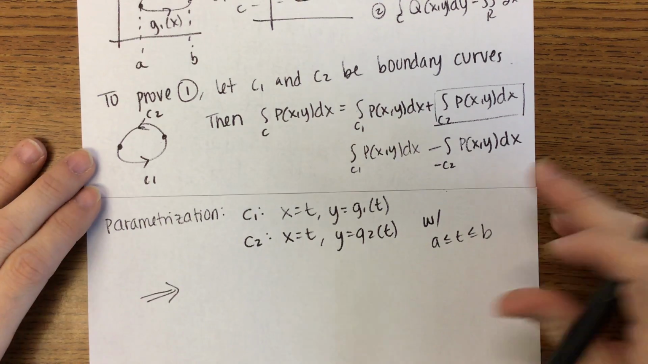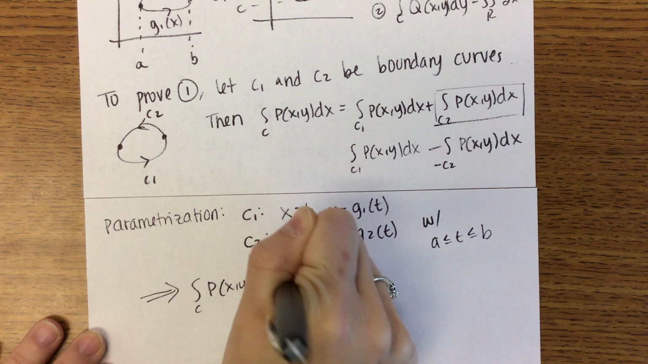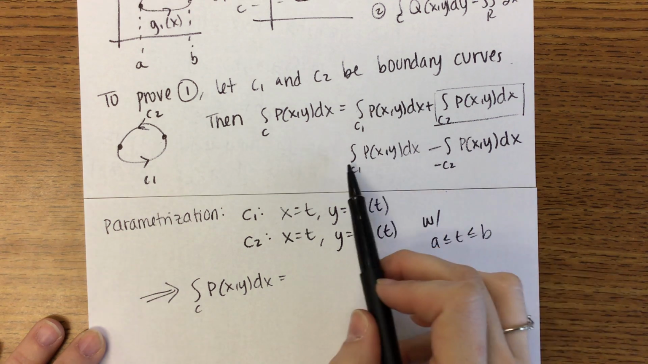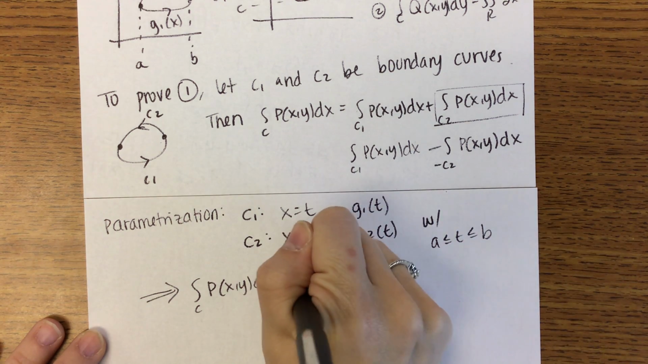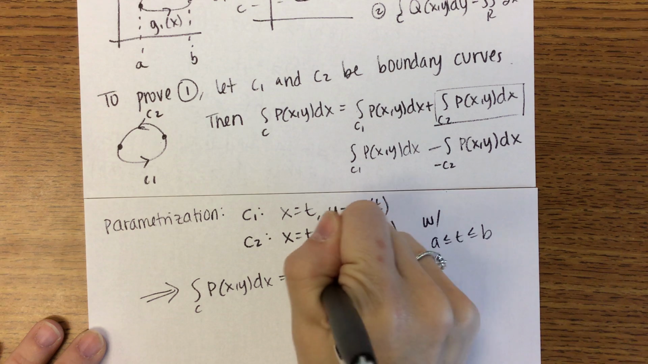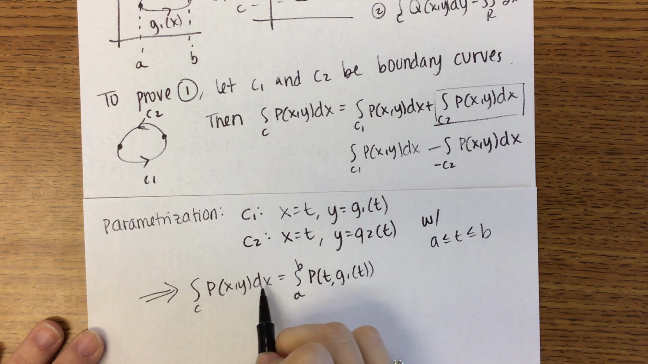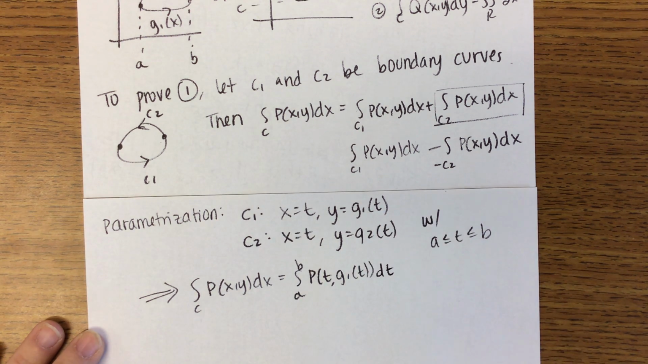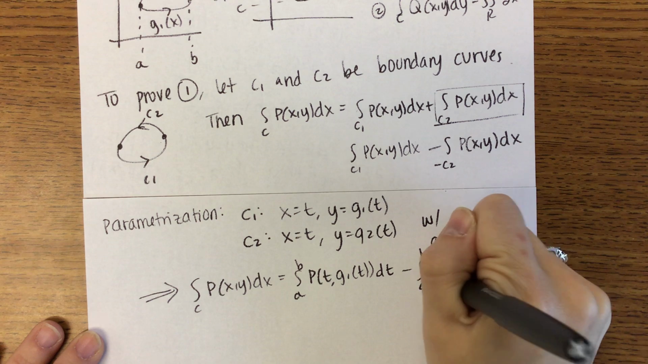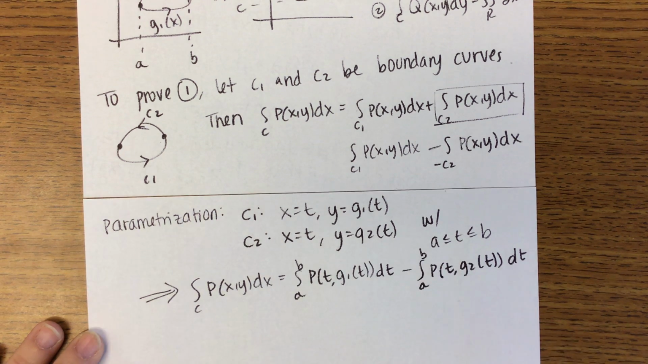Okay, here's where that takes us then. What we were initially looking for is the line integral of P(x,y) dx. We're going back to here, and we're going to plug everything in. So we have the integral from t equals a to t equals b of P(t, g1(t)), dx is just dt, minus the integral from a to b, P(t, g2(t)), again dt, because dx is equal to dt.